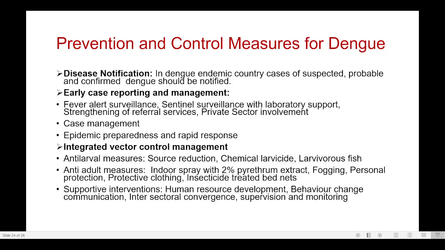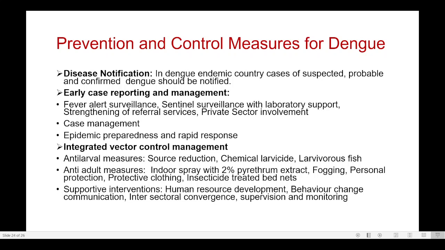Now we will talk about the prevention and control measures for dengue. As I have already said, dengue is a notifiable disease. So all the cases of suspected, probable and confirmed dengue should be notified to the appropriate authority. Under the National Vector-Borne Disease Control Program, the main area of control of dengue is early case reporting and management.